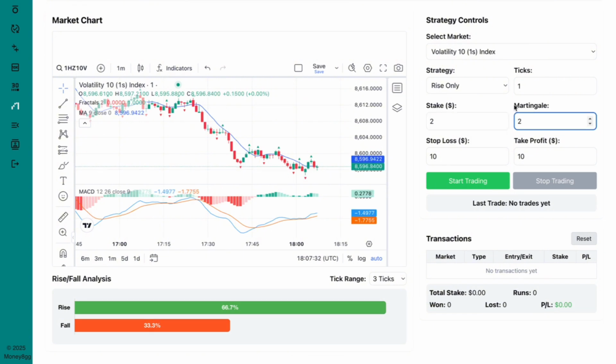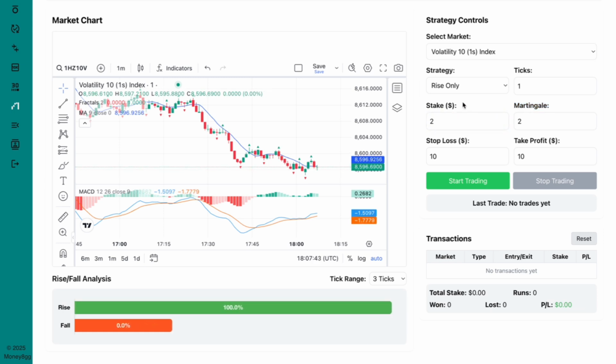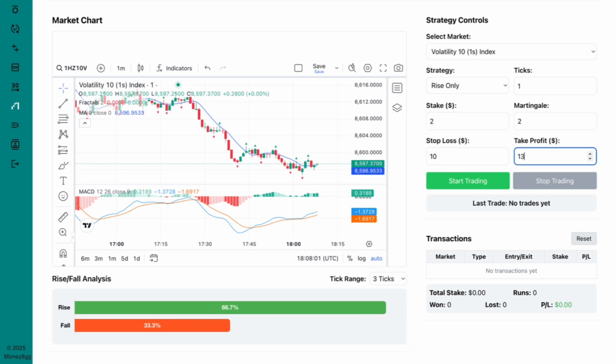A martingale of 2. So if I lose 2, it's gonna trade with 4. If I lose 4, it's gonna trade with 8. That's it. And then if I'm trading with 2, the take profit I can put, so 2 will give me 1.85, 1.85 times 3 times. You can say 1 times 3. That's $3. So we're gonna do this until we are able to make 1,000. We're gonna go increasing the stake.